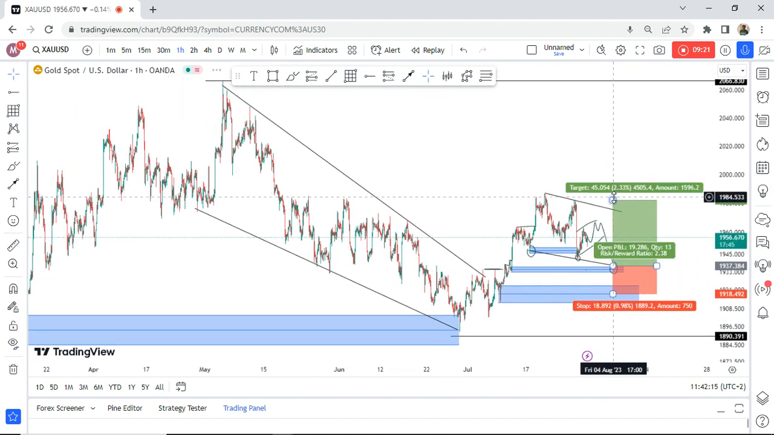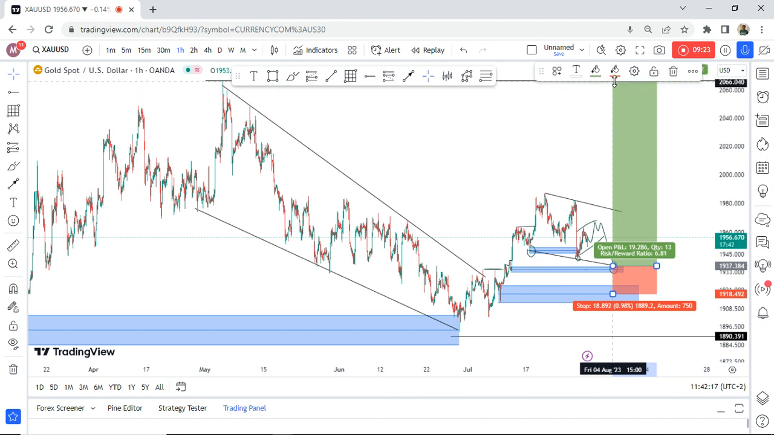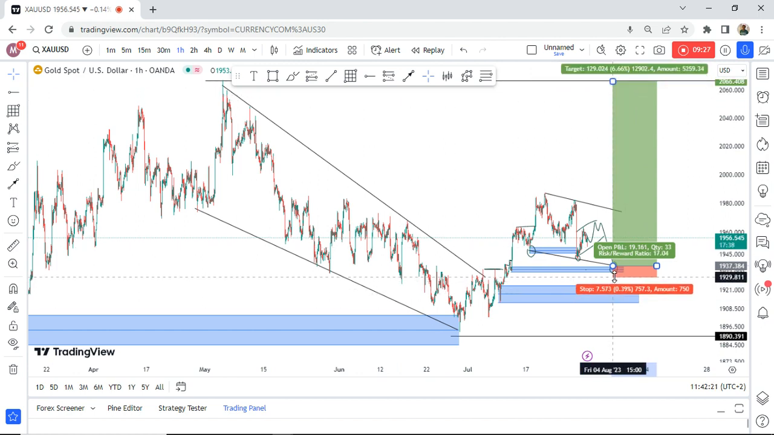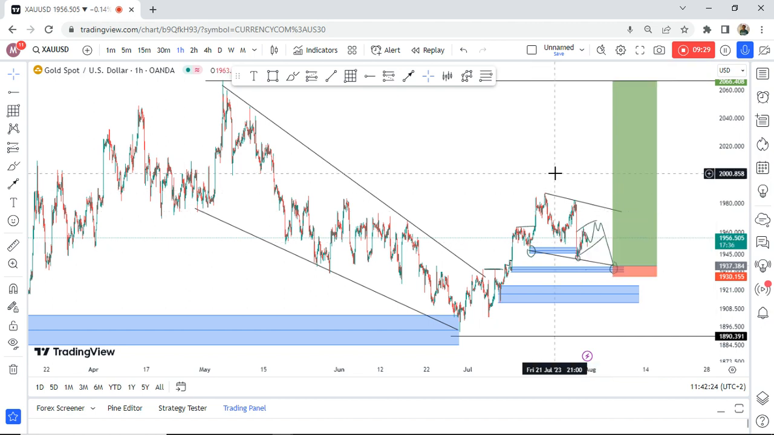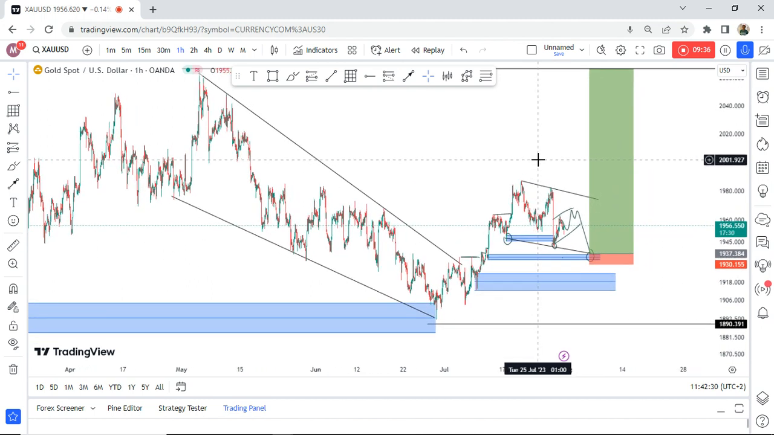Look at the overall target where it's going to be, but I'm not going to take profit there. I'll be looking at my profit if I manage to take this position, guys. I'm just going to make sure that I lock my profit, guys. So this is straightforward when it comes to gold, guys.